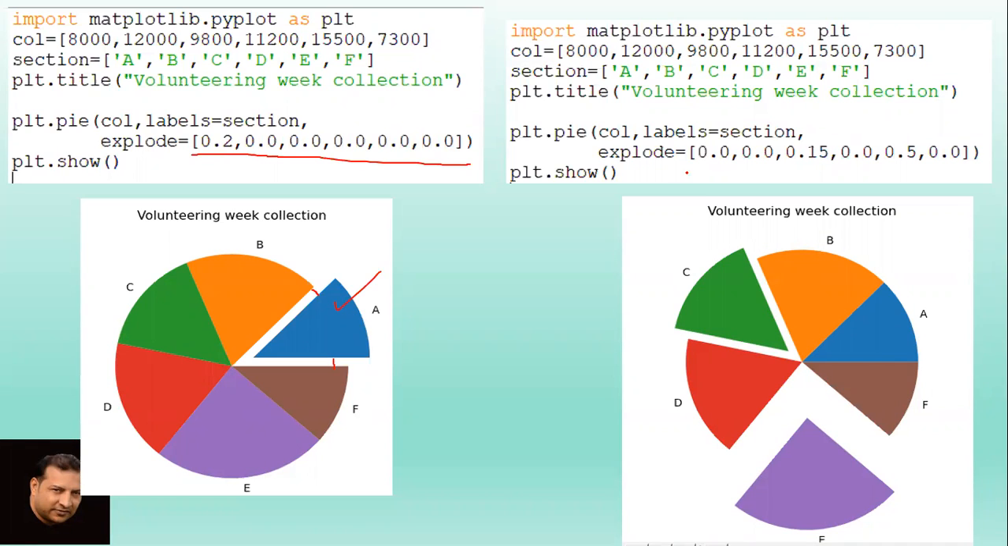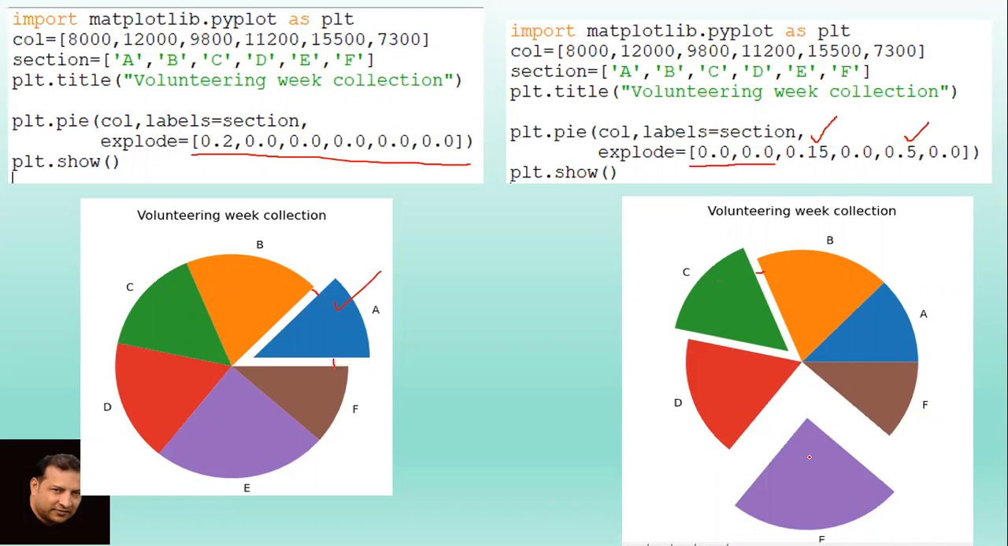Now see the next example. These are two zeros and the third one is 0.15 and the fifth one is 0.5. See, this is first, this second, this green one is third. Here I have removed that autopct. If you want, you can use it. So the C part is being exploded with a value of 0.15. So here the distance is 0.15, which is less than 0.2 if you compare it.